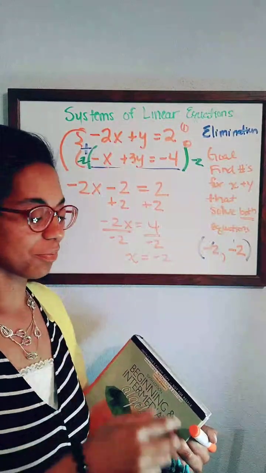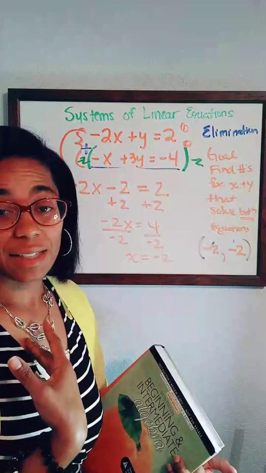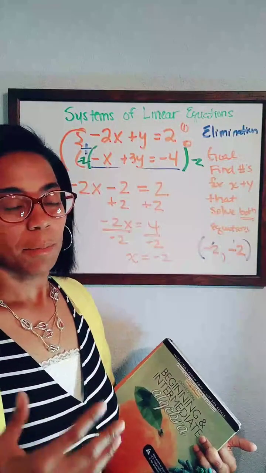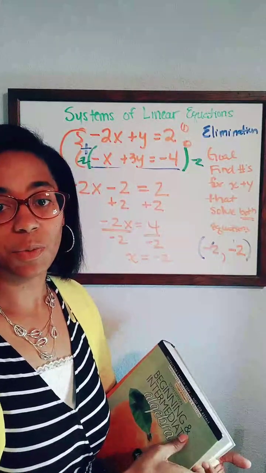Thank you. So I'm going to tell you, elimination is actually my favorite method, but you have to understand making a zero pair. Yes, Gabriella, the answer is 2, negative 2.